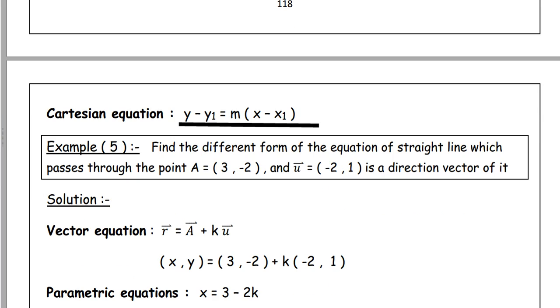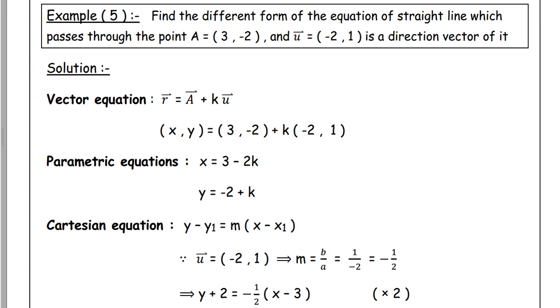Find different forms of the equation of the straight line which passes through the point A, 3 and negative 2, and u as negative 2 and 1, the direction vector of it. So negative 2 and 1 is a direction vector. It's not a point. We have to focus on this. So A is a point. U vector is not a point. It is the direction vector.